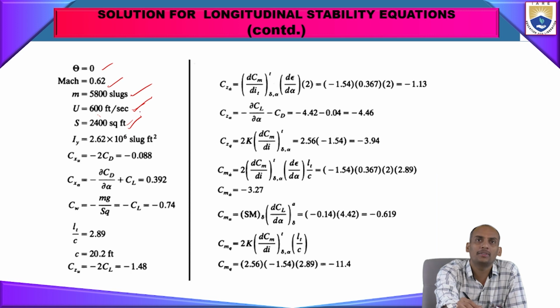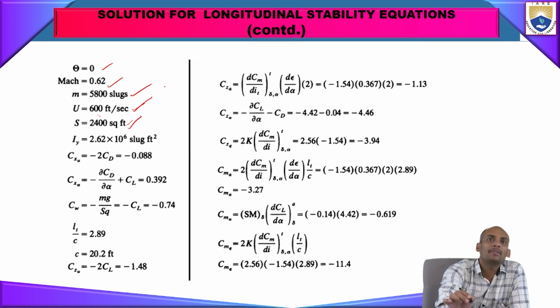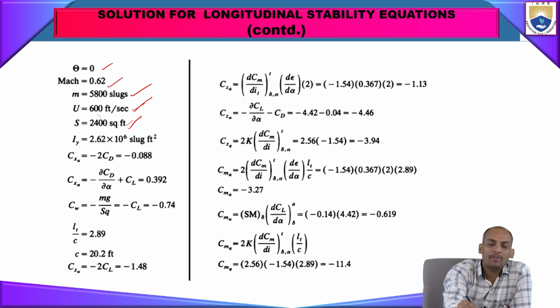The wing area is 2,400 square feet. And this Iy will be around 2.62 into 10 power 6 slug per feet square. Now that we have given the values for CXU, CXA, and CW.